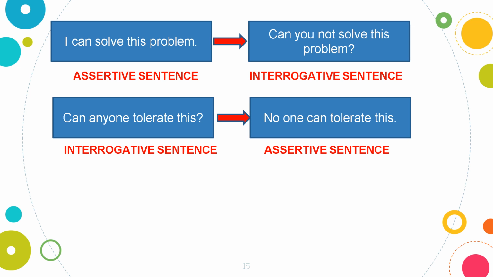Similarly, when we look at the next example, the interrogative sentence is, can anyone tolerate this? This is a question which does not have the word not. But when you change it into an assertive sentence, you will have the word not, and that's how it is going to become an assertive sentence. No one can tolerate this. So you start with the word no there. I hope children that you have understood this.